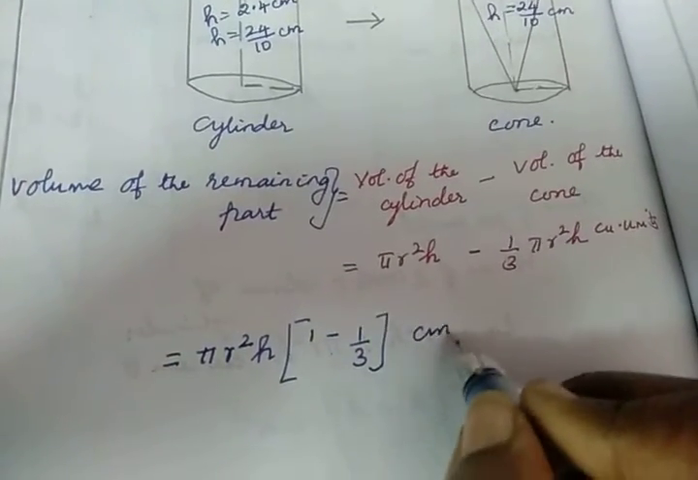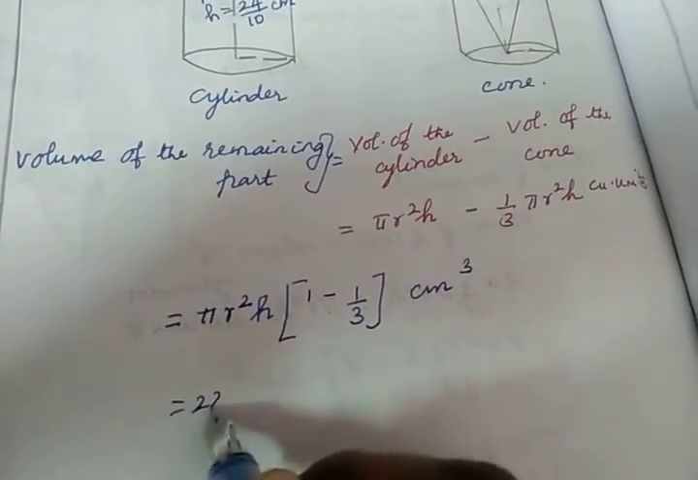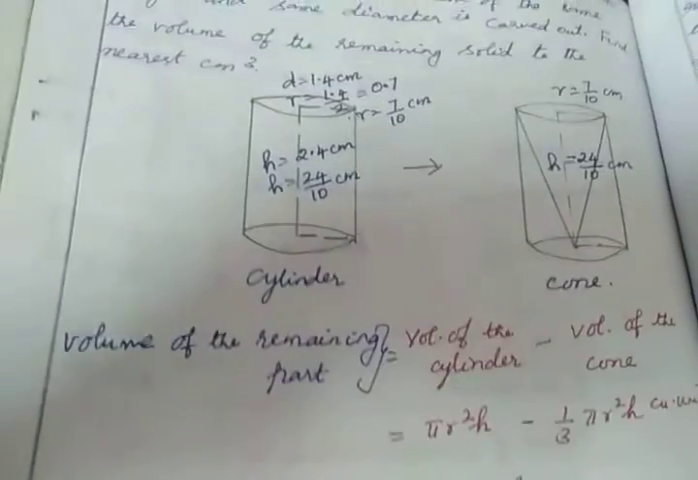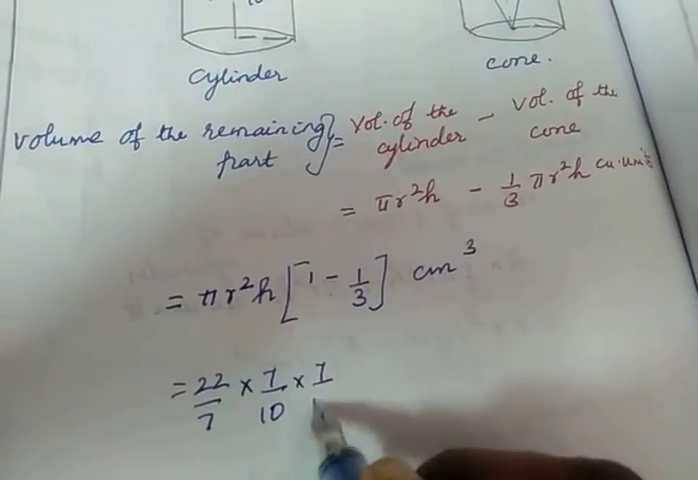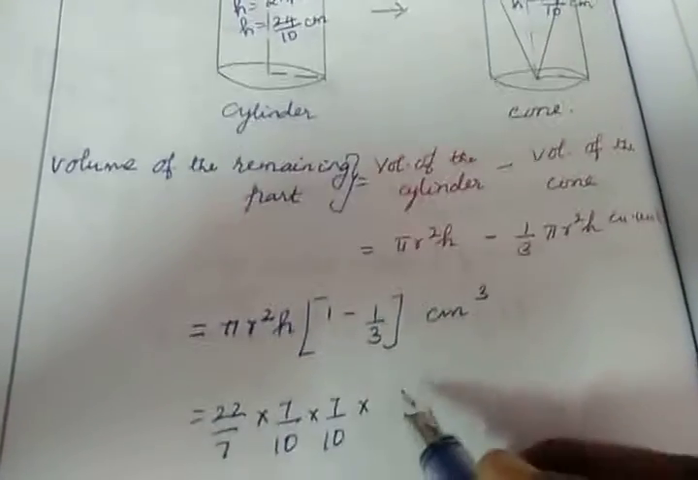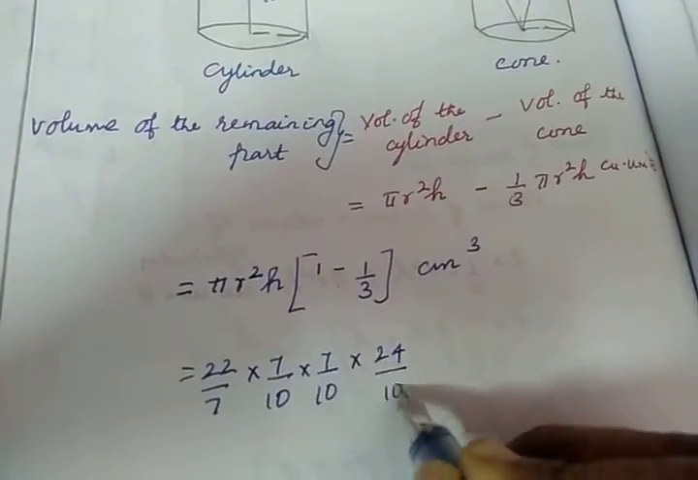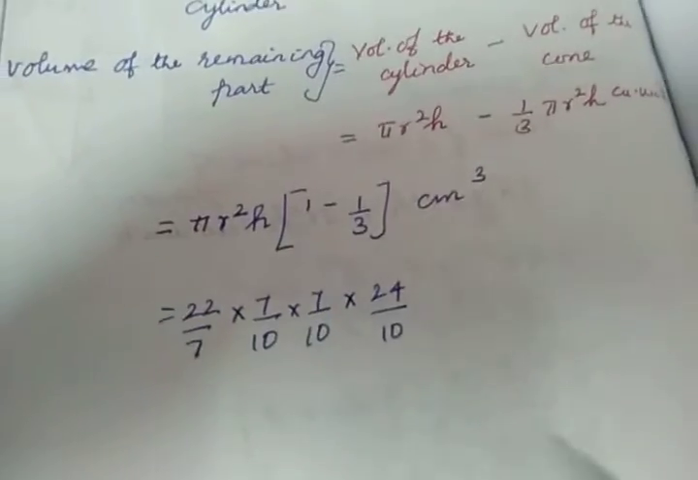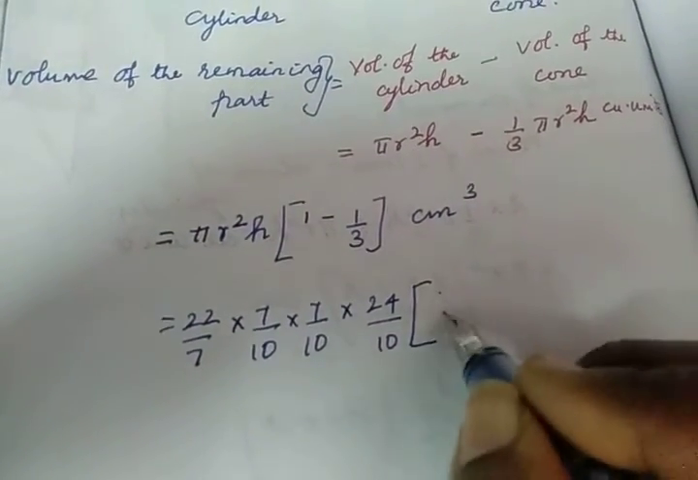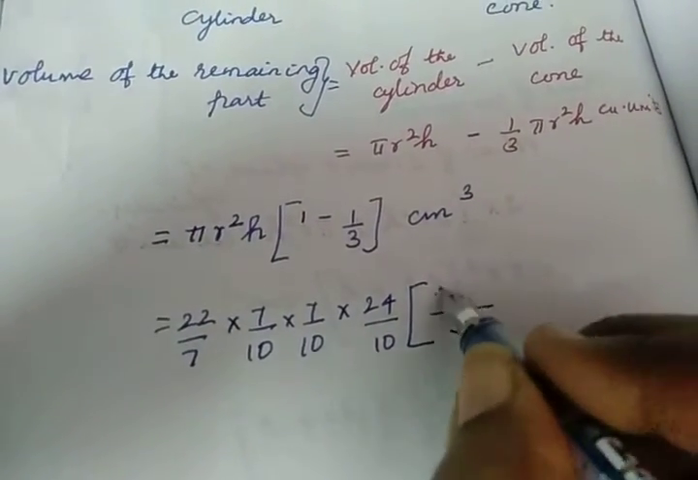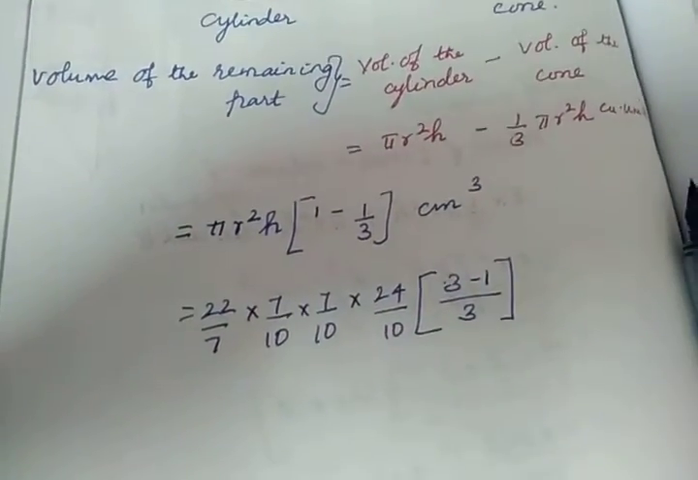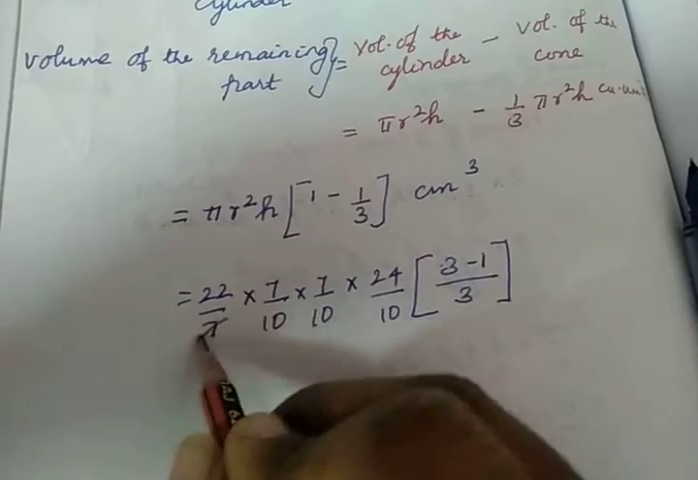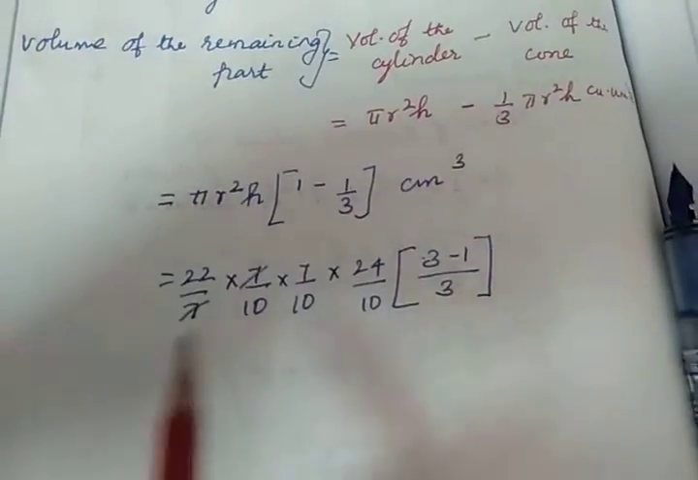Centimeter cube. Now 22 by 7 into r squared is 7 by 10 into 7 by 10. What is the height? 24 by 10, into 1 minus, take LCM here. 3 will be your LCM. 3 minus 1. Okay, children. Now, cancel it. 7 will go off. Wait for the remaining. Don't cancel these 10s.